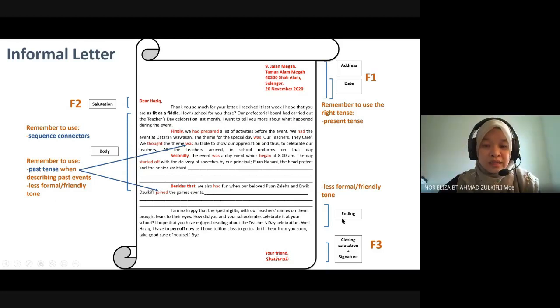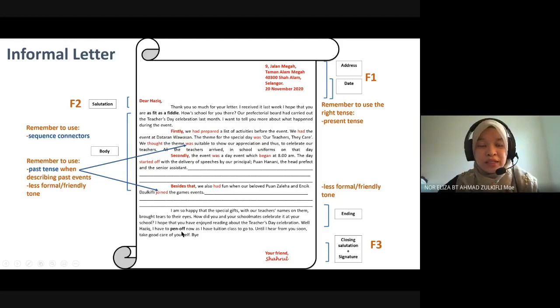And then the ending is here. Can you see some meaningful expressions like "as fit as a fiddle" up here? And then I've got the phrase "I have to pen off." This is a phrasal verb. All right, pen off. You can use this.